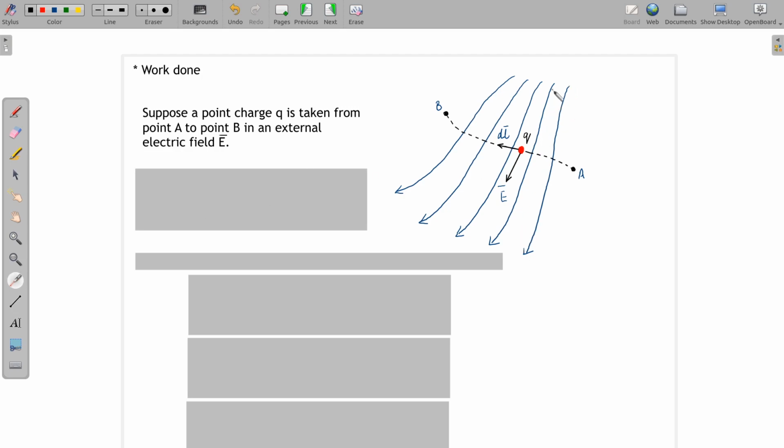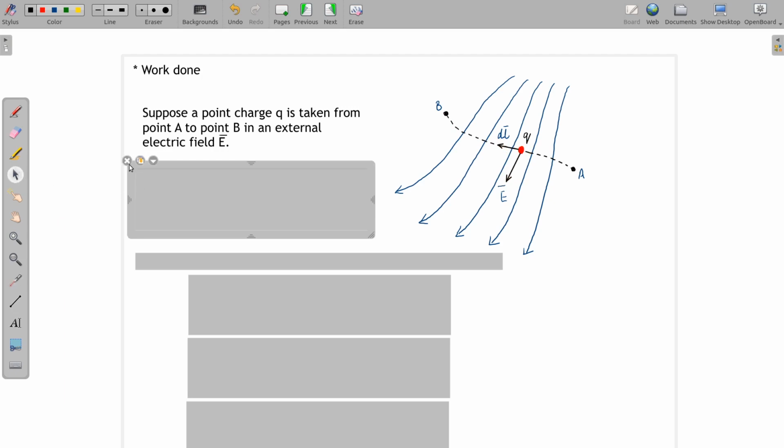So let's say these are the lines of force, these are electric lines of force, and in this region we have some point A and some point B. There is some charge Q, and this charge Q I am taking from point A to point B along some arbitrary path. Let's say from here it undergoes an infinitesimal displacement dl, and at this point the electric field is E as shown in the diagram.